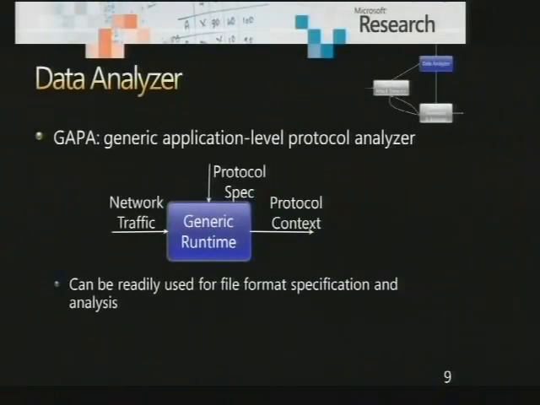The second part of Shiogen is the data analyzer. In Shiogen, we use GAPA, a generic application-level protocol analyzer. GAPA has a generic runtime. Given the protocol spec and the network traffic, GAPA parses the traffic and provides the protocol context, for example which protocol state you are currently in and what the messages and fields in the messages are. GAPA can also be used for file format specification and analysis.